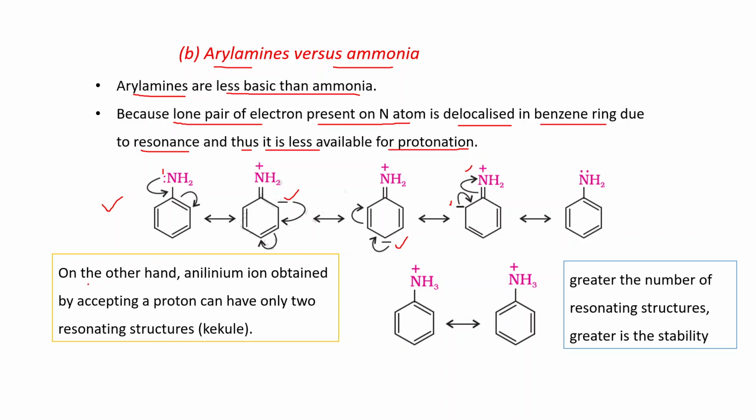One more reason. On the other hand, the anilinium ion obtained by accepting a proton can have only 2 resonating structures like this. These are the 2 resonating structures for the anilinium ion, while there are 5 resonating structures for aniline. The greater the number of resonating structures, the greater the stability. That's why we can say aniline is more stable compared to the anilinium ion. Hence, aniline is less basic than ammonia.